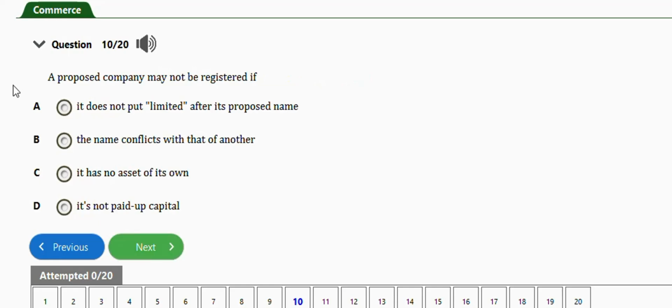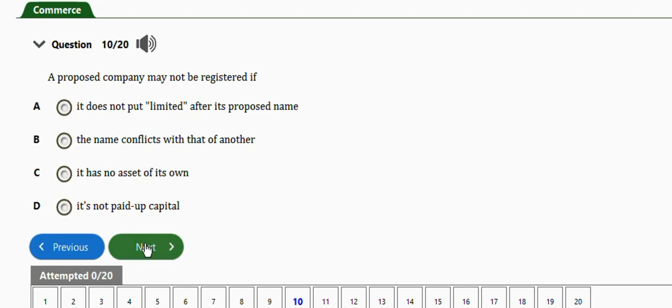Next question. It says a proposed company may not be registered if it does not put limited after its proposed name, the name conflicts with that of another, it has no asset of its own, it's not paid up capital. Right answer is option B. The name conflicts with that of another.